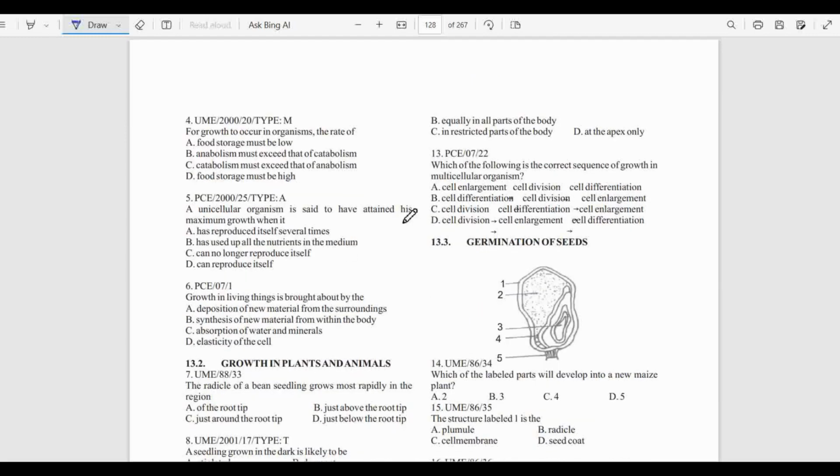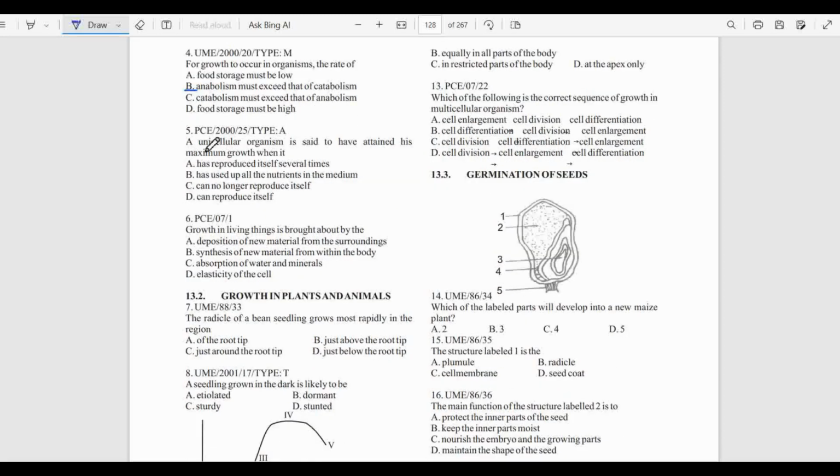Question number 4. For growth to occur in organisms, A, the rate of food storage must be low. B, anabolism must exceed that of catabolism. C, catabolism must exceed that of anabolism. And D, food storage must be high. The right answer to this question is option B. Growth occurs when anabolism, which is the buildup of complex molecules, exceeds catabolism, which is the breakdown of complex molecules.